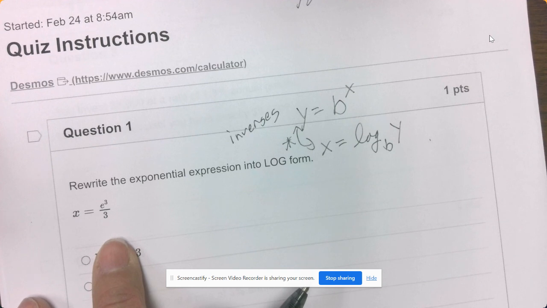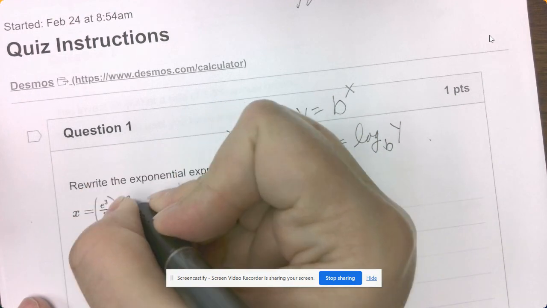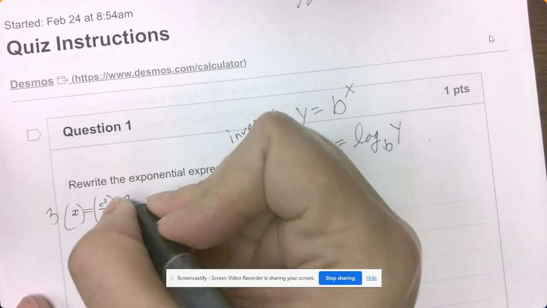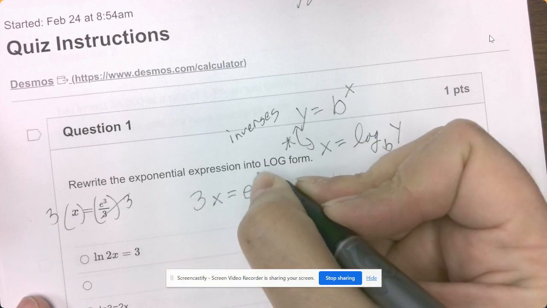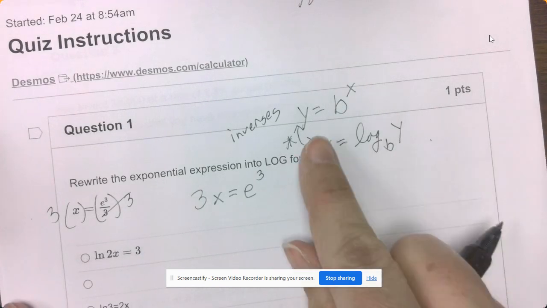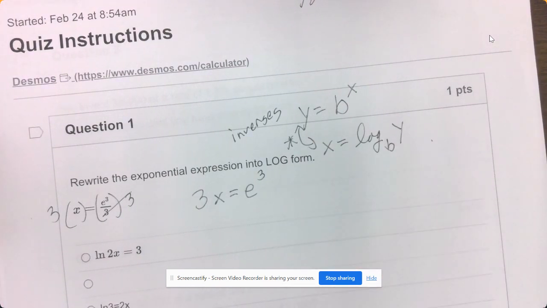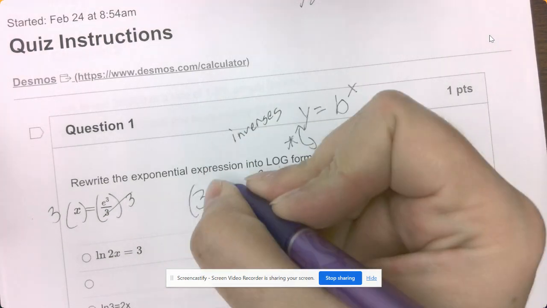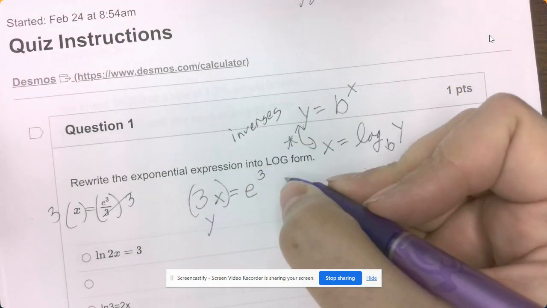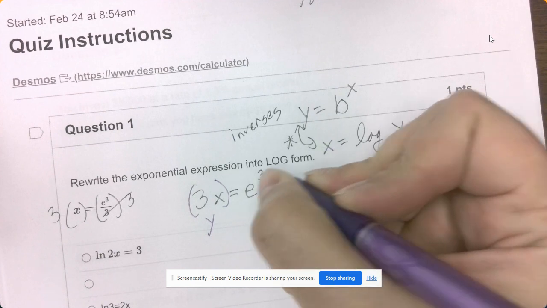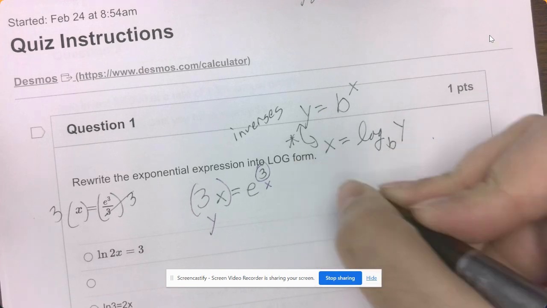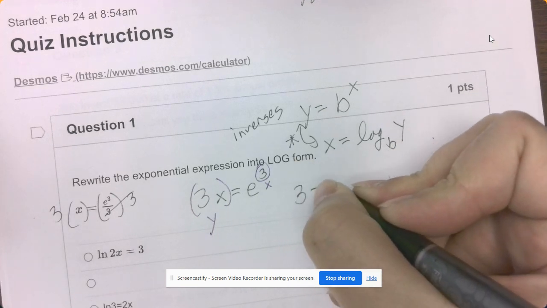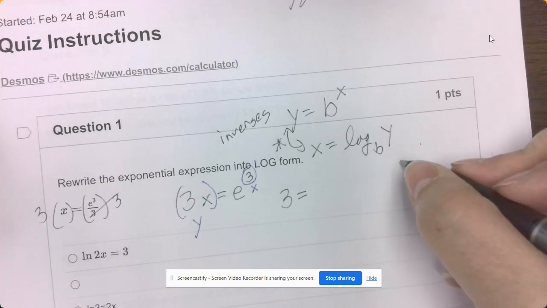Okay, so I look at that and I go, okay, I'm actually going to multiply by 3 first. So then I get 3x is equal to e raised to the third power. Okay, now I can go ahead and convert it. If it helps you, go ahead and label what part is what. So this is going to be our y, and this is our x, the 3. Okay, so to help you convert it into logarithmic form, oh, and this is for natural log, but it still works for that too.